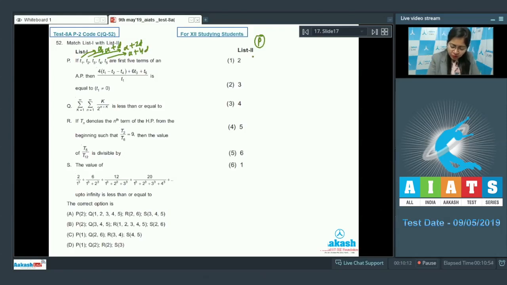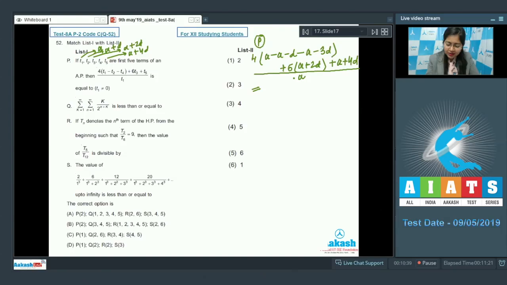Right? So we will find the value, that is 4 times T1 minus T2, minus T4, that is minus A minus 3D, plus 6 times T3, that is A plus 2D, plus T5, that is A plus 4D, divided by T1, that is A. We have to find its value. So this is equal to, coefficient of A will be 6A plus A, that is 7A, minus 4A, that is 3A, and coefficient of D will be minus 16D plus 12D plus 4D, that is 0, and any constant term? No. Divided by A, so this is equal to 3. So its value is equal to 3. That is option number 2 is correct.